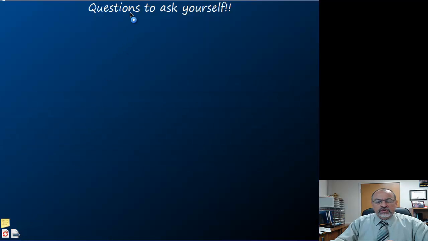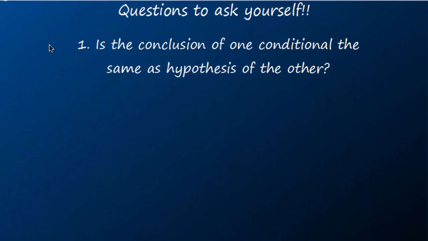All right, so a couple questions to think through as you're doing this. You first have to ask, is the conclusion of one conditional the same as the hypothesis of the other? An important note here is that it doesn't matter what order they're in. In other words, you're looking for a hypothesis and a conclusion that are the same. It doesn't have to be the first conclusion and the second hypothesis. Usually most of them are set up that way, but when we switch it around, we have a tendency to get lost a little bit.